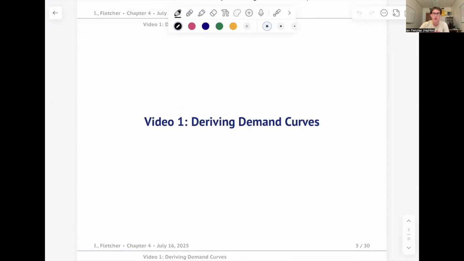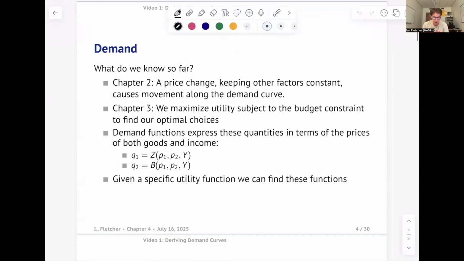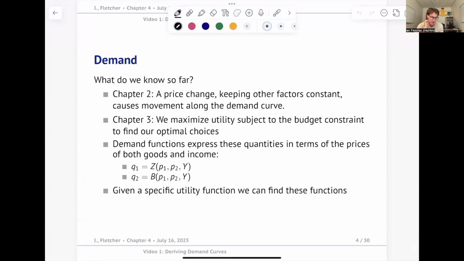So first, let's look at this idea of deriving demand curves, and we're going to start with a recap. What do we know so far? In chapter 2, we knew that a price change, keeping other factors constant, causes a movement along the demand curve. So we had this graph with quantity here and price here, and our demand curve was downward sloping, so a price change caused us to slide down or slide up, either direction. In chapter 3, we maximized our utility subject to our budget constraint to find our optimal choices. That also helped us define demand.